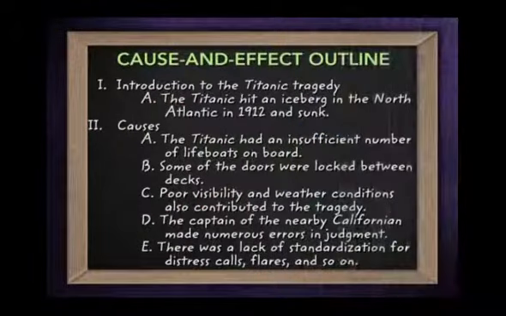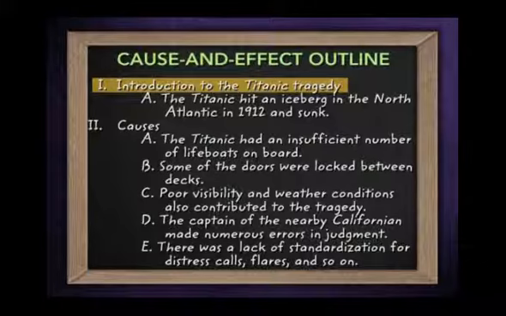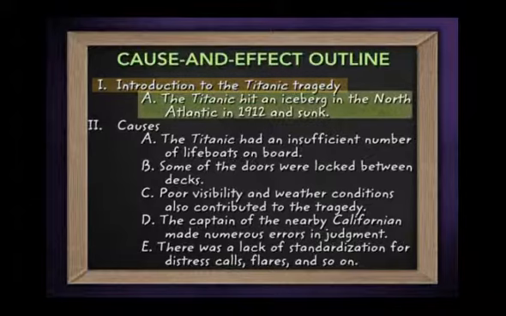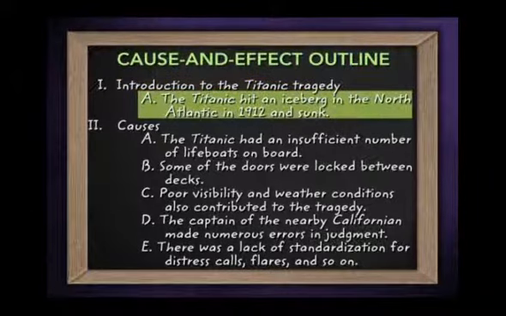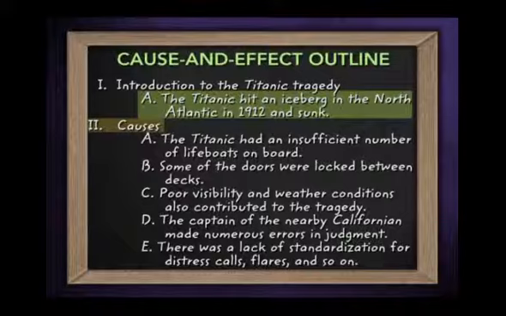I used a sentence outline here. Roman numeral 1 is Introduction to the Titanic Tragedy. Now, since this outline is for my use, I know that I would mention in Roman numeral 1 briefly that the Titanic hit an iceberg in the North Atlantic in 1912 and sunk. Then I would go into the causes and the effects.